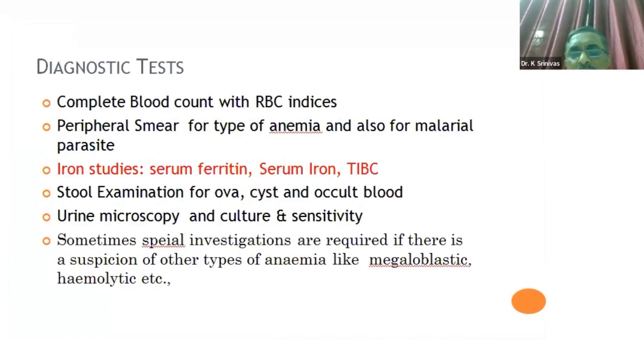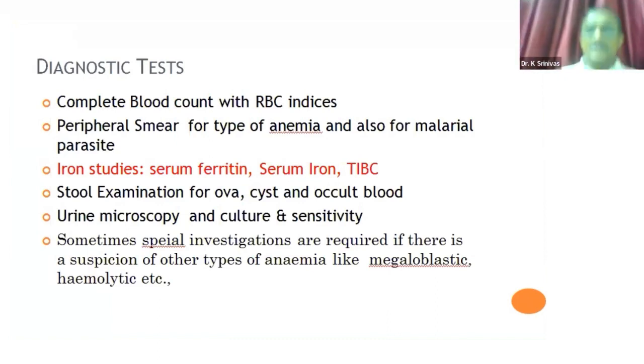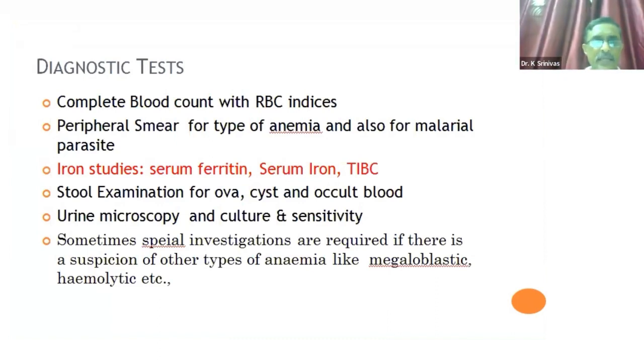Special investigations are required only in certain cases. It could be hemoglobin electrophoresis, demonstration of sickling, estimation of folate level, vitamin B12 levels, etc., which may have to be done in selected cases.